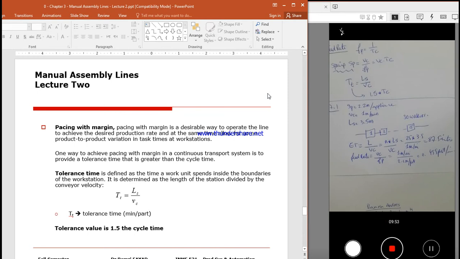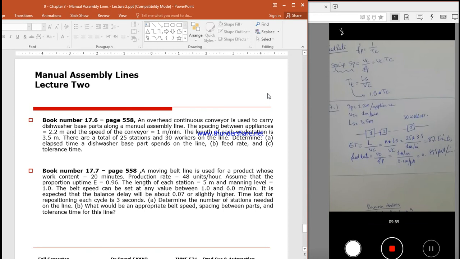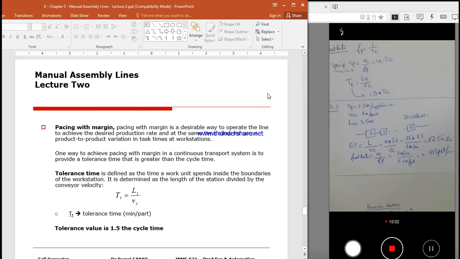And the last question is what is the tolerance time, the one we are considering. TT equals LS divided by VC. So we have 3.5 meter per station divided by 1 meter per minute. So it is 3.5 minutes per station.